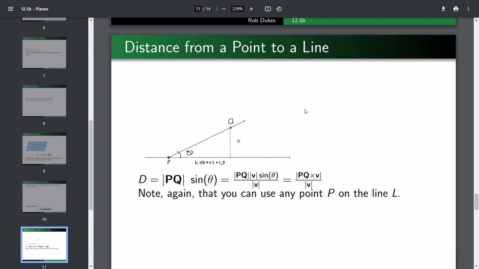What if, on the other hand, we want a distance from a point to a line? It's a similar idea, but look at the graph this time, and you'll see this time the theta is opposite the distance. So if we have a line, and we want to know how far the point that we're given, Q, is from the line, we use the cross product instead. PQ cross V over length of V. Note again, P doesn't matter. We can pick any point as long as it's on the line. So use whichever one seems most convenient to you.